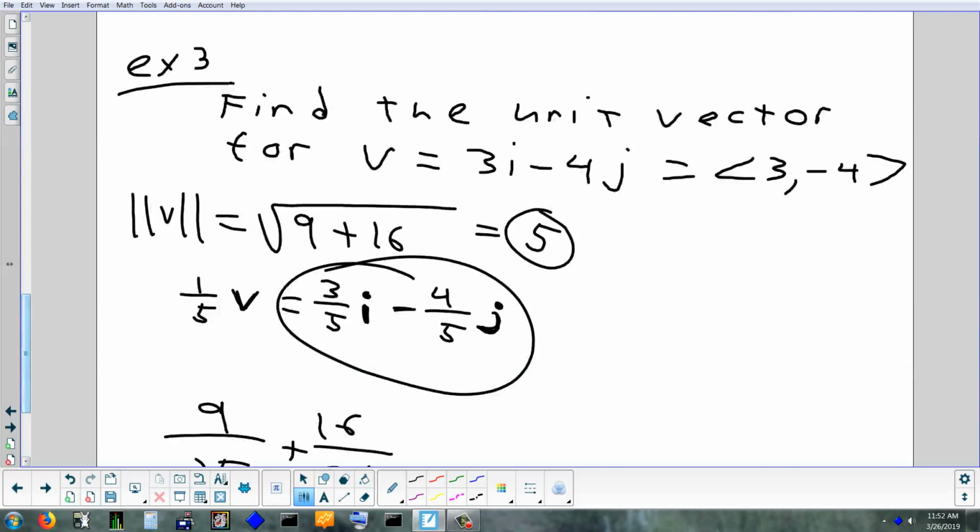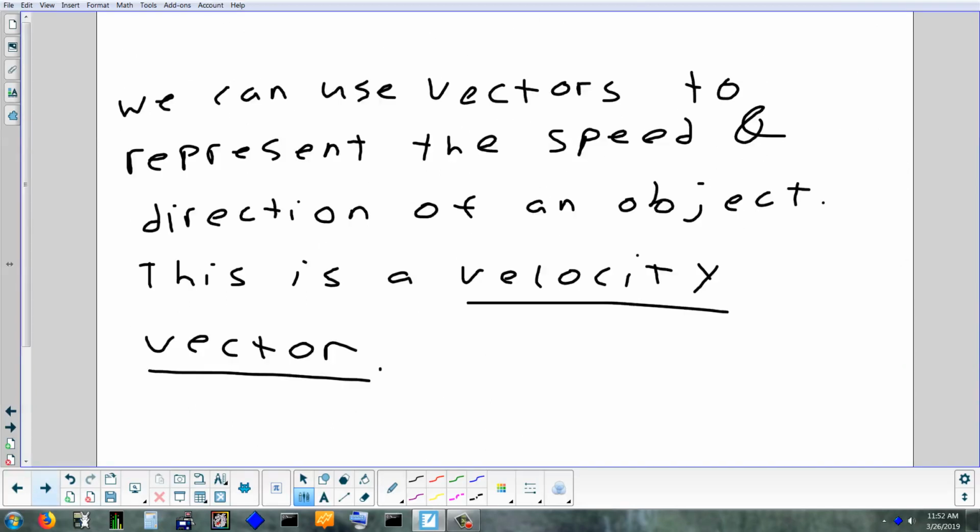Other questions on that? Any question on how you'd write it with the angle brackets instead of i's and j's? Okay. So, last thing we're going to look at is kind of like a word problem, but once we draw the diagram to get the formula, you're actually never going to need to draw for this type of problem again. And what we're going to do is come up with a formula for what's called a velocity vector.